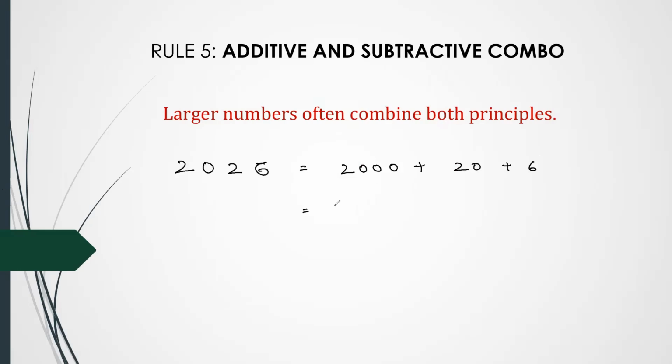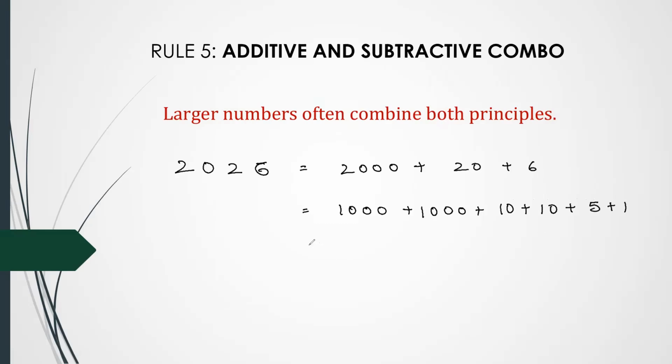We know 1000 is M. So M plus M. We have two M's. Then we have 20. Let us not write the plus in between. Let us write 1000 plus 1000. For 20, what do we do? We add 10 plus 10. And for 6, we write down 5 plus 1.